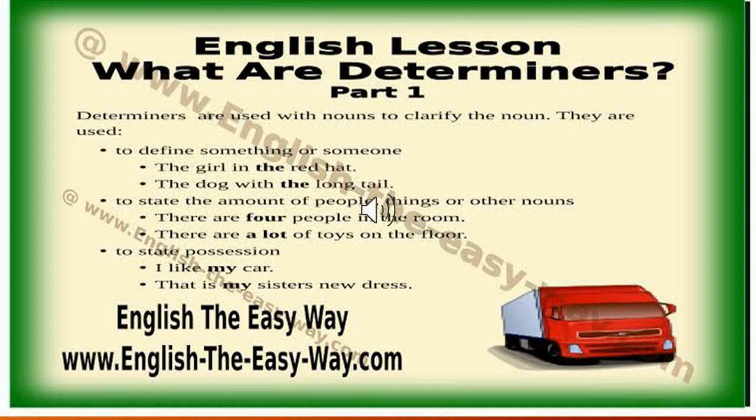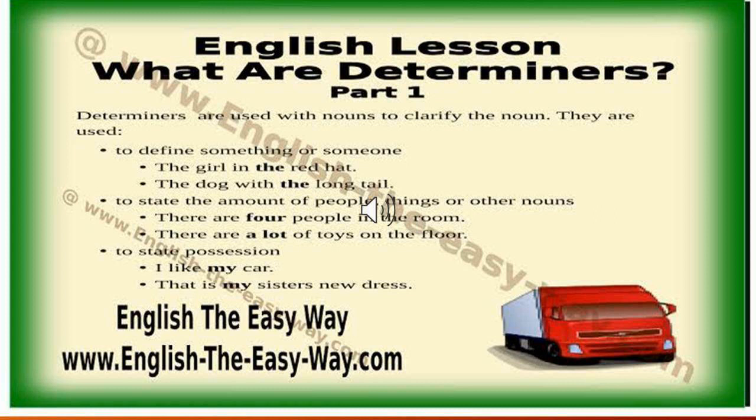You can see in this slide, determiners are used to define something or someone. For example, the dog with the long tail, the girl in the red hat. The word "the" is a determiner. And what is its type? Article. There is an article.